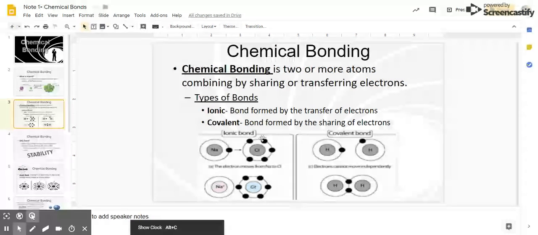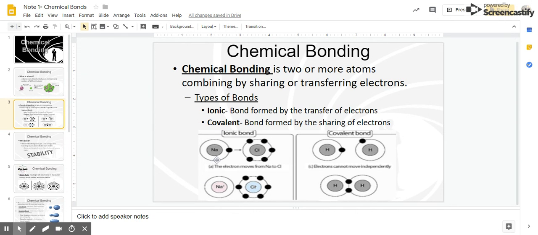So as we look at this example down here, we see sodium and chlorine are two atoms that are going to come together to form our bond. Sodium is going to give up one of its electrons in its outer ring, and it's going to donate it to chlorine. So sodium becomes a plus charge now because it's lost an electron, and chlorine becomes a negatively charged atom. And that positive and negative are going to attract to form our bond. So transferring electrons forms ionic bonds.